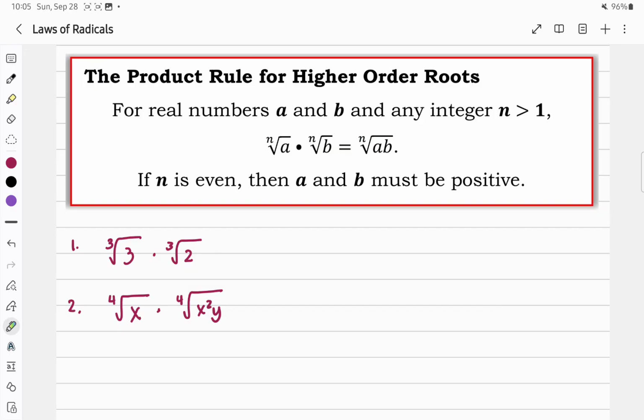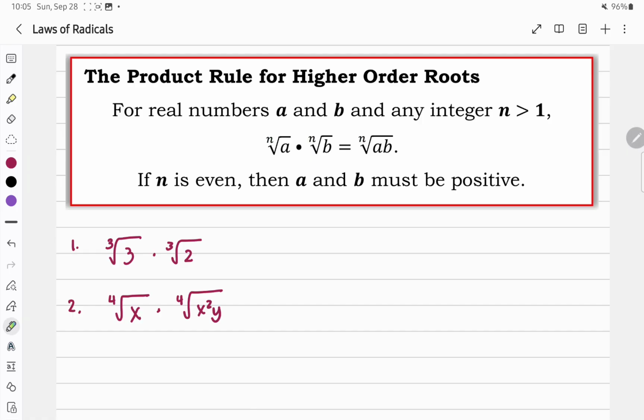But may note. If n is even, then a and b must be positive. Or the product of a and b must be positive. I-explain pa natin yan in the coming examples. Pero, ang note mo lang ay, kapag yung index niya ay even, so for example, you have 2, 4, 6, 8, 10, so on and so forth, dapat daw po yung A and B or yung product ng A and B must be positive.